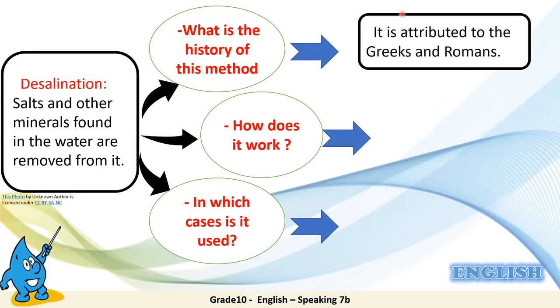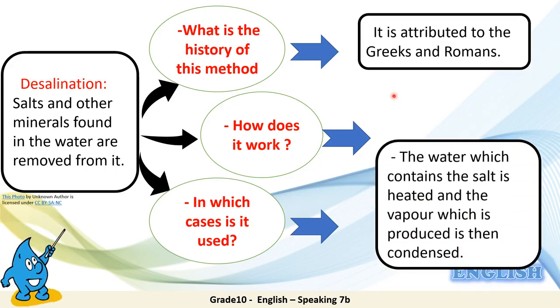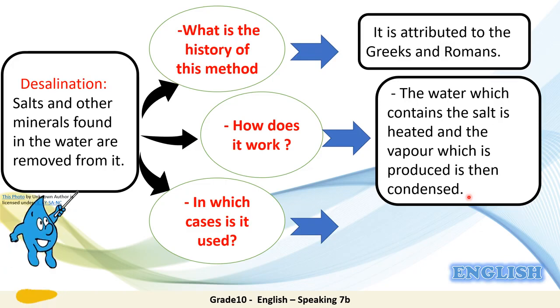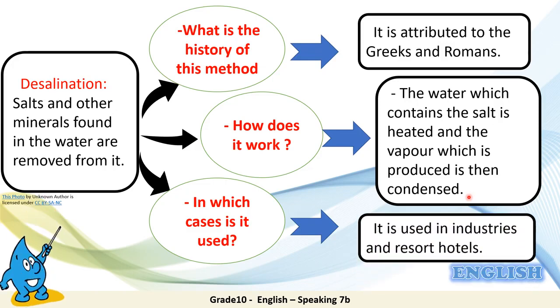Yes, it is attributed to the Greeks and the Romans. They are the first who used this process of desalination to face water shortage. How does it work? The water which contains the salt is heated, and the vapor which is produced is then condensed. In which cases are these waters used? These waters are used in industries and resort hotels.